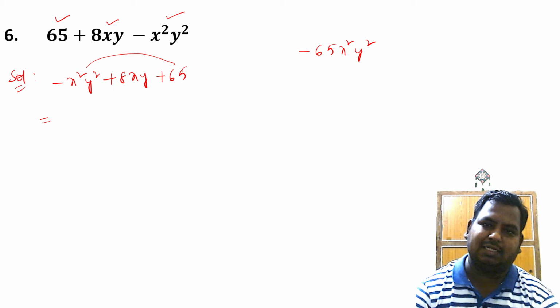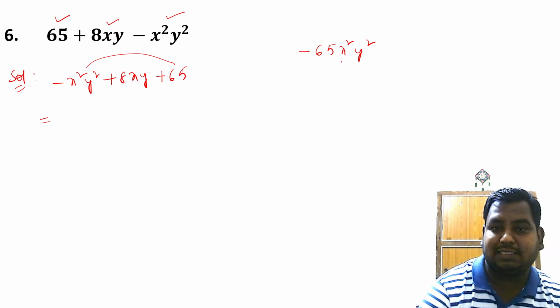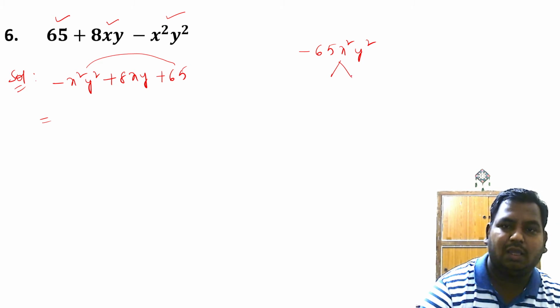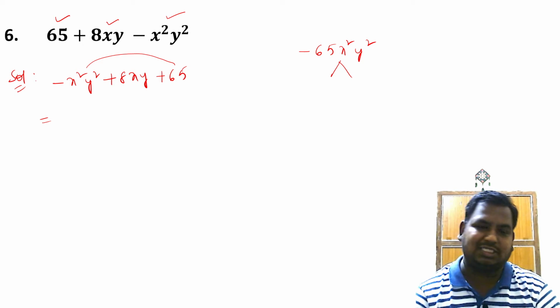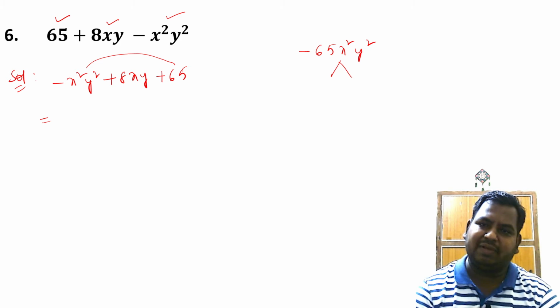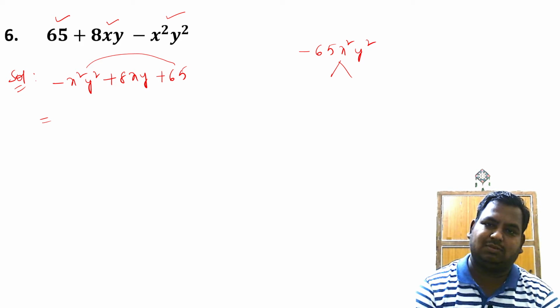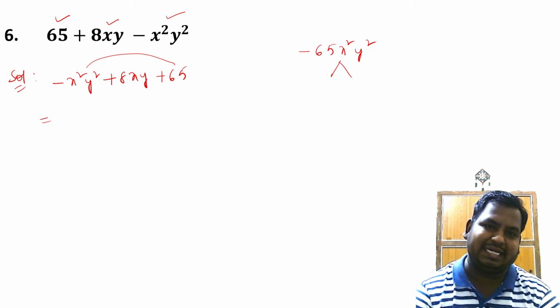Product is done. What is last step? We have to split minus 65x square y square in such a way that when we add two terms, we have to get plus 8xy.